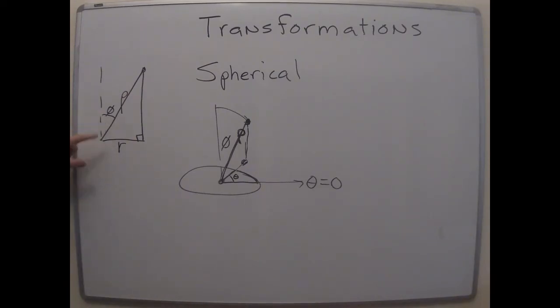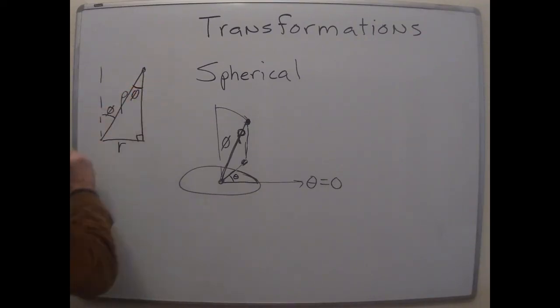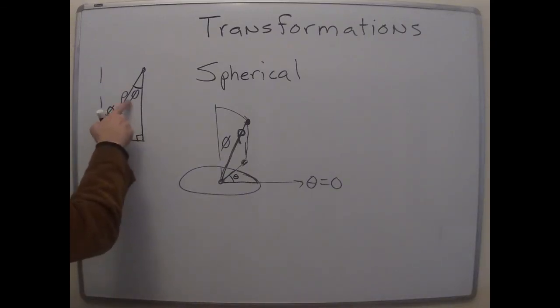Phi is really here. That means that angle is also phi. And that makes this guy the complement of it. But let's just leave it up there. We'll look at that as being the angle. How do you get r in terms of phi and rho?